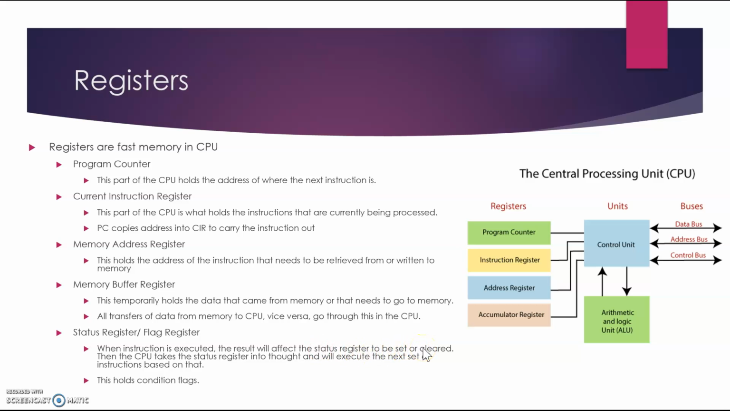So whether it's on or off, 1 or 0, etc. The CPU takes the status register into thought and will execute the next set of instructions based on that. So this holds condition flags. If this has a carry flag, say the operation that the ALU just performed had a carry flag, which means you're doing a math problem and you carry a number and it needs to be considered in the next operation, this one will be set. So it'll take it into consideration and add it into the operation that it continues next, and so on.